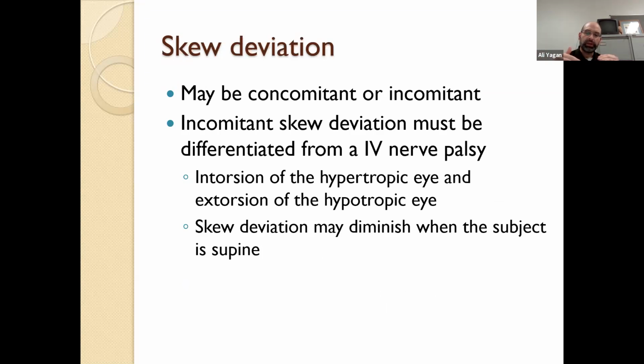Another test is what we call the upright-supine test. So you test the patient's motility in the upright position, sitting in front of you, and you see that the vertical deviation and the torsion is measured, and then you do the same test when they're on their back, lying flat, and you measure the vertical deviation, you measure the torsion again. And usually in skew, because it's supranuclear, you see that they become less. The cutoff point is usually about 50% less. In fourth nerve palsy, because it's nuclear or infranuclear, you don't get that change.